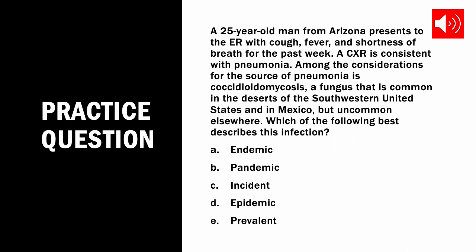So here's our last practice question. A 25-year-old man from Arizona presents to the ER with cough, fever, and shortness of breath for the past week. A chest x-ray is consistent with pneumonia. Among the considerations for the source of pneumonia is this long word, mycosis, a fungus that is common in the deserts of the southwestern United States and in Mexico, but is uncommon elsewhere. Which of the following best describes this infection? And the correct answer is endemic because it is confined to certain regions.